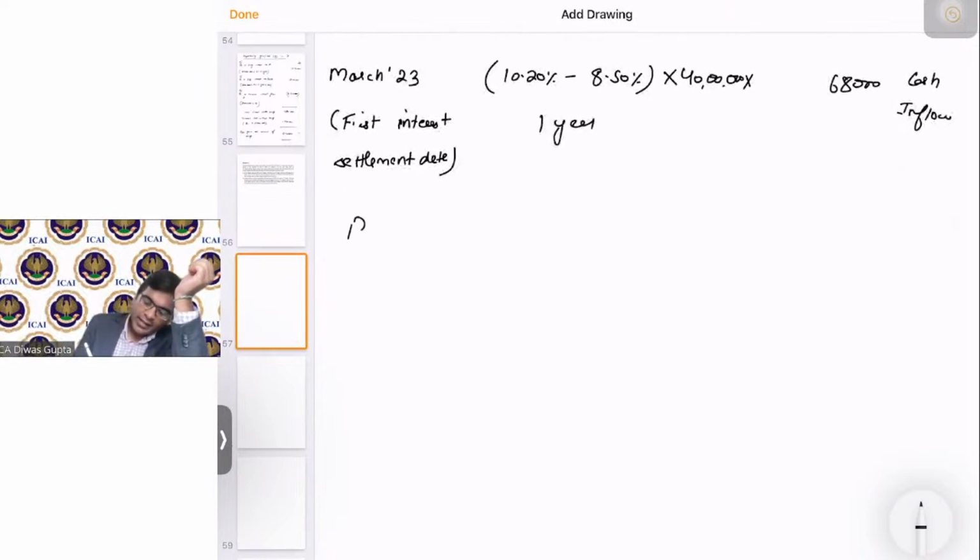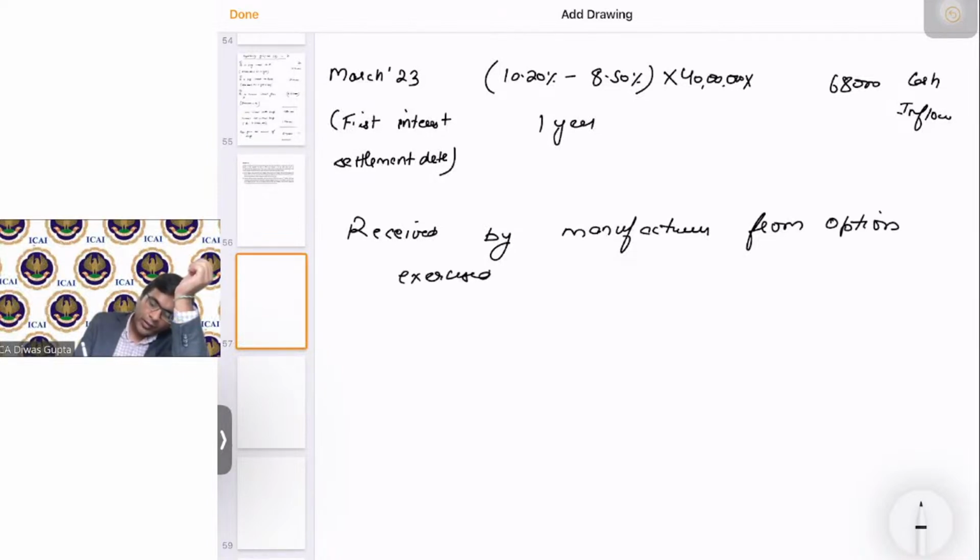So here we can say that received by manufacturer from option exercised. Because just to again reflect on the knowledge of derivatives, this is an in the money option, correct? Because it is in the money, it will give benefit to the holder.